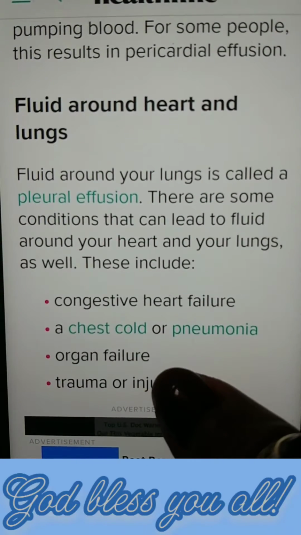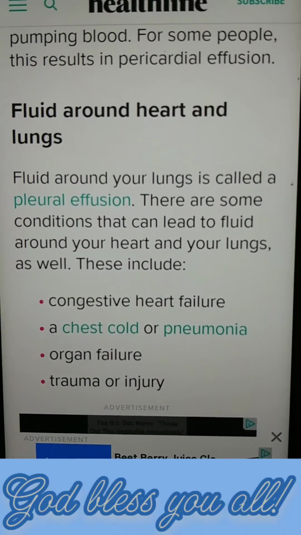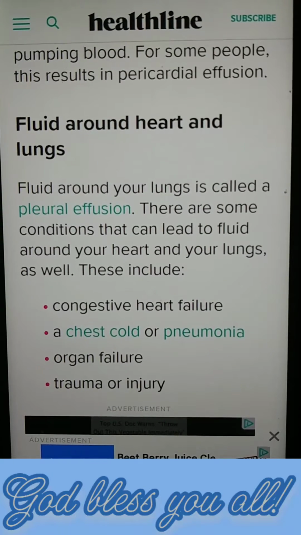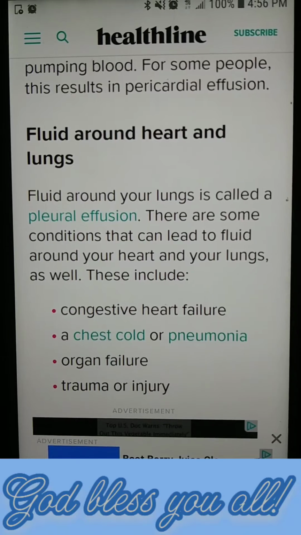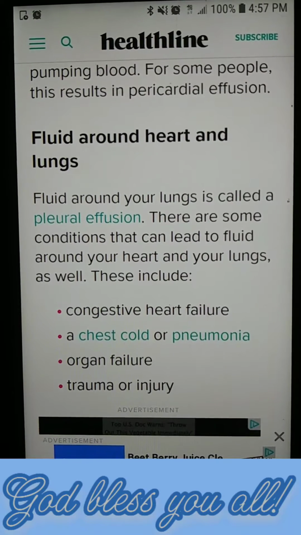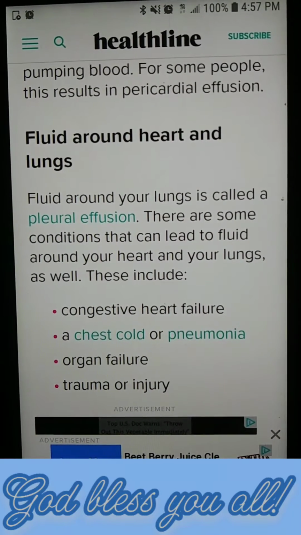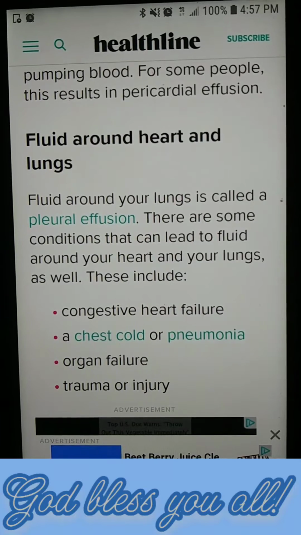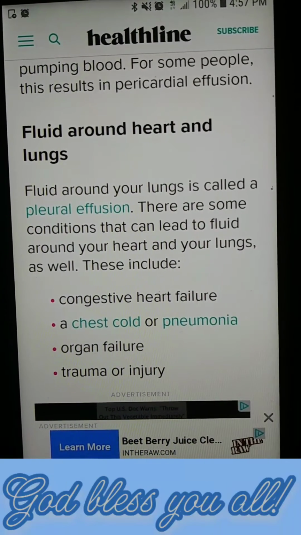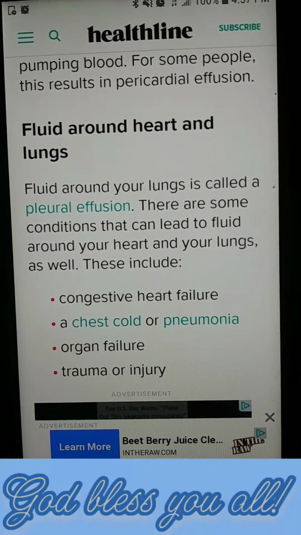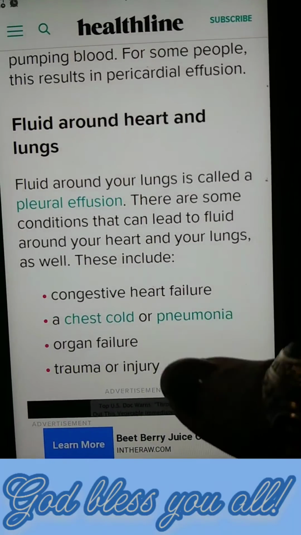Fluid around heart and lungs. Fluid around your lungs is called a pleural effusion. There are some conditions that can lead to fluid around your heart and your lungs as well. These include congestive heart failure, a chest cold or pneumonia, organ failure, trauma, or injury.